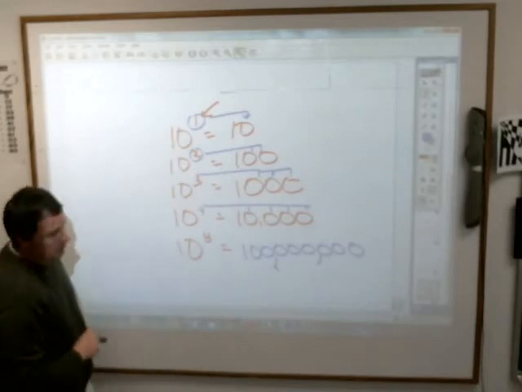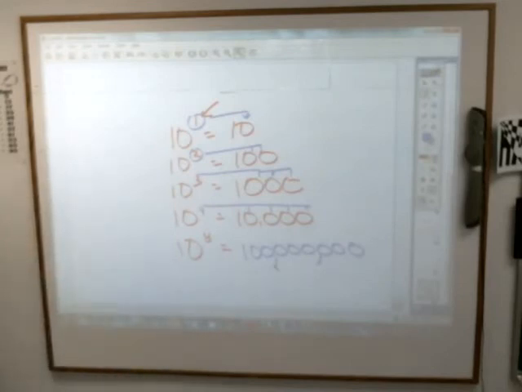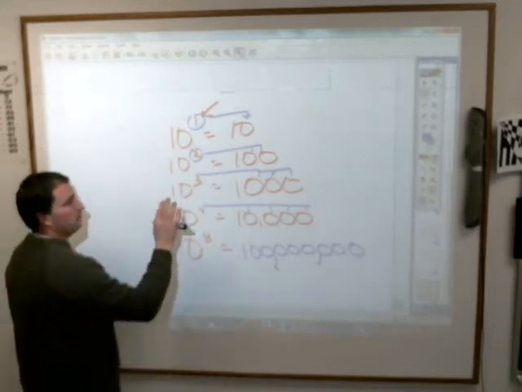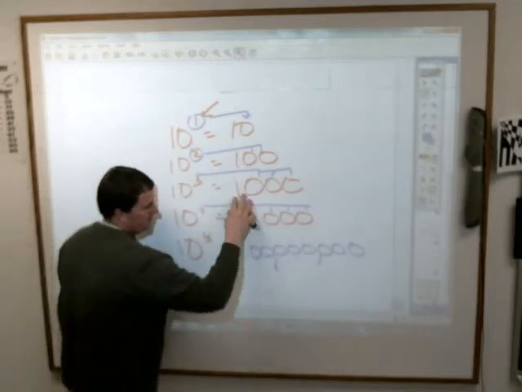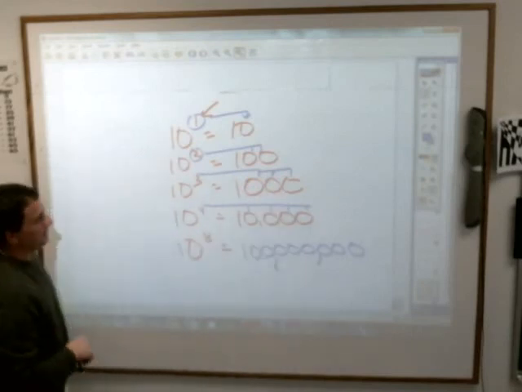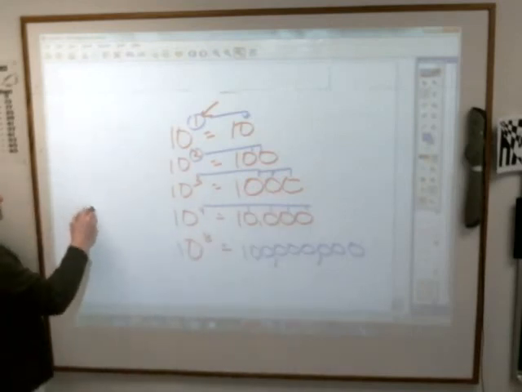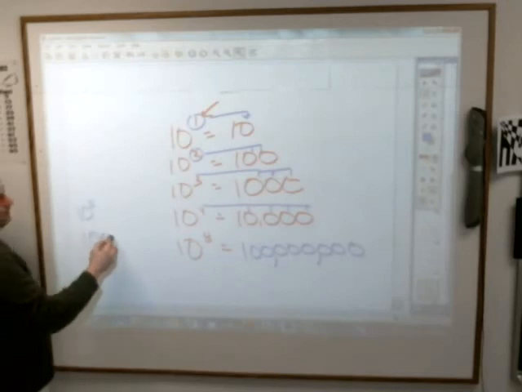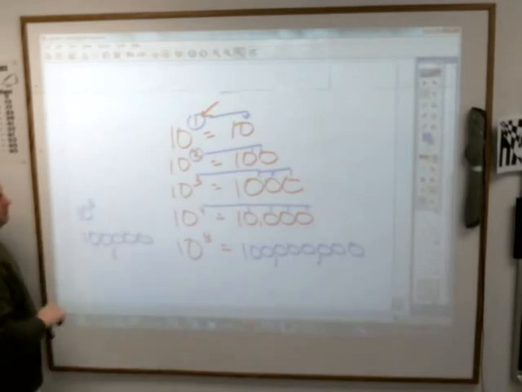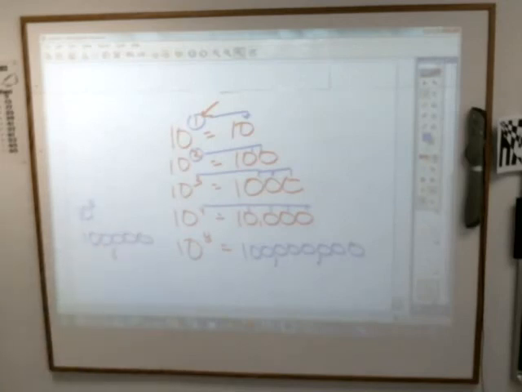It's 100 million. And it's good to know that about tens. Tens are very easy to work with when it comes to powers and exponents, because all you have to do is think whatever the exponent is, that's how many zeros will come after the 1. So if you had 10 to the 5th power, it's just going to be a 1 with 5 zeros after it. 100,000. That's a kind of a good thing to know. Just for fun.